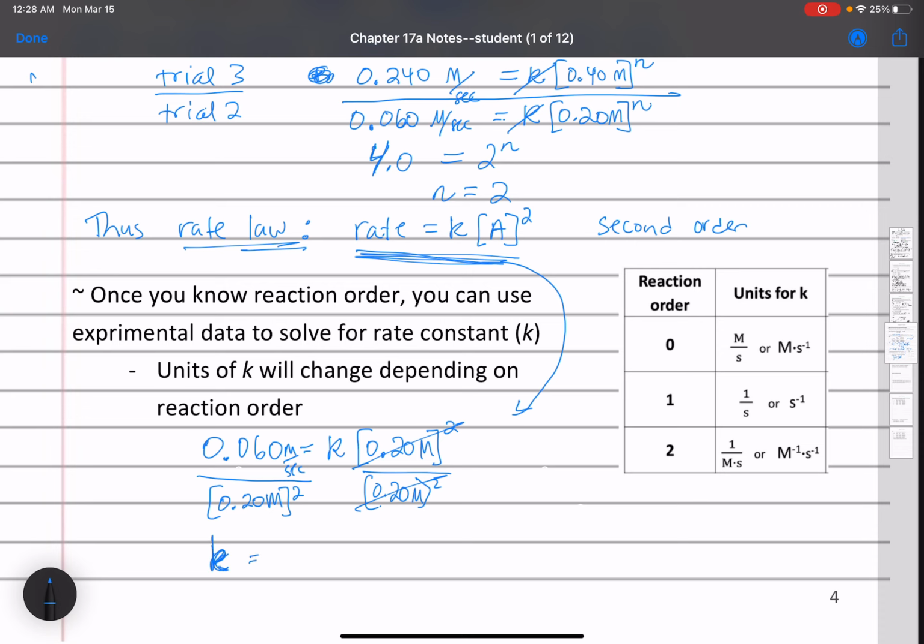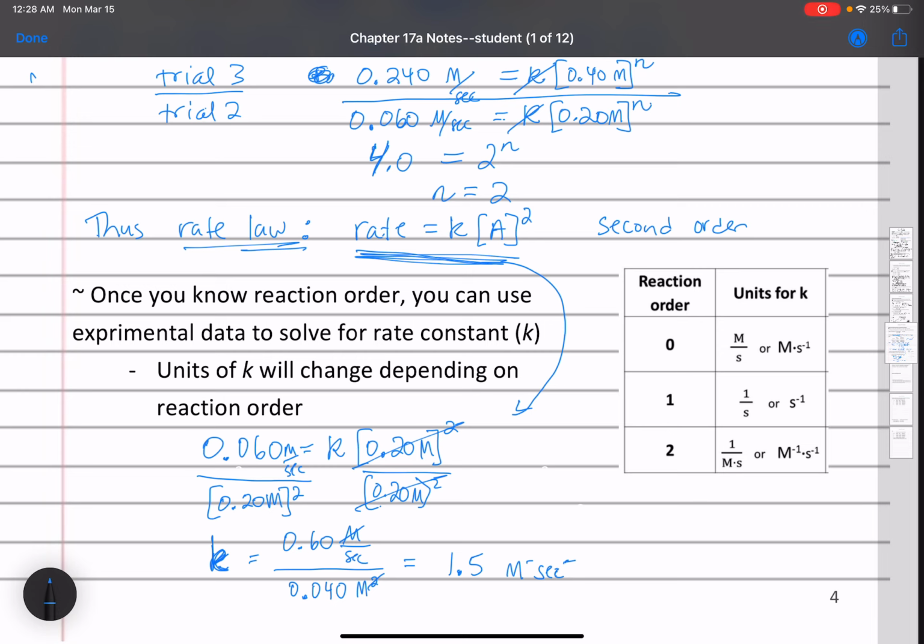And I end up with K equal to 0.060 molarity per second divided by 0.040 molarity squared. So my K is going to be 1.5, and one of those molarities cancels out, but I end up with 1.5 inverse molarity and inverse seconds. So both of those units are in the denominator.